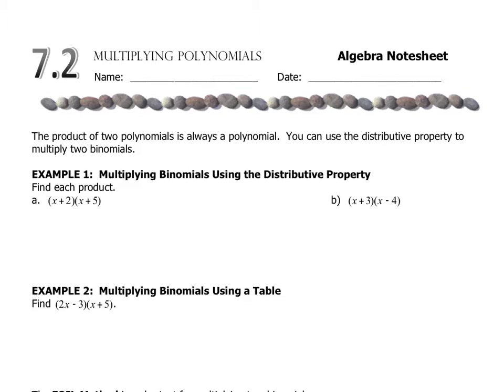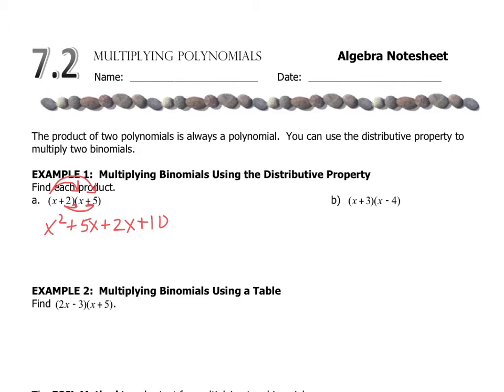So as we know from previous years, we could do x times x. That gives me x squared. Then x times 5 gives me 5x. Then I could do 2 times x to get 2x. 2 times 5 is 10.